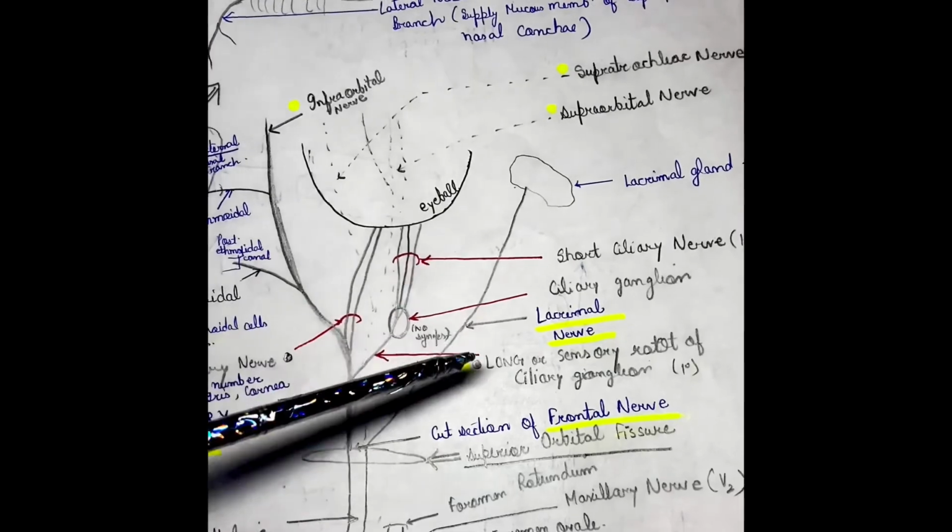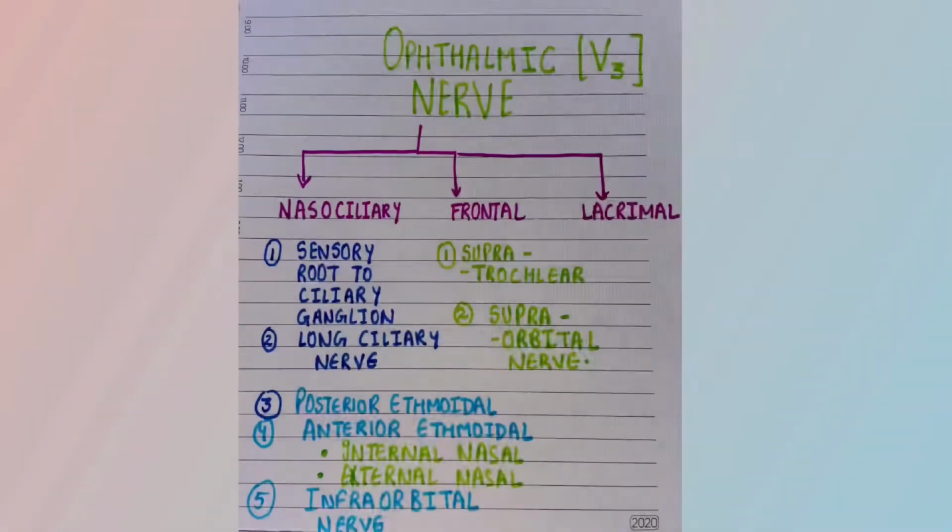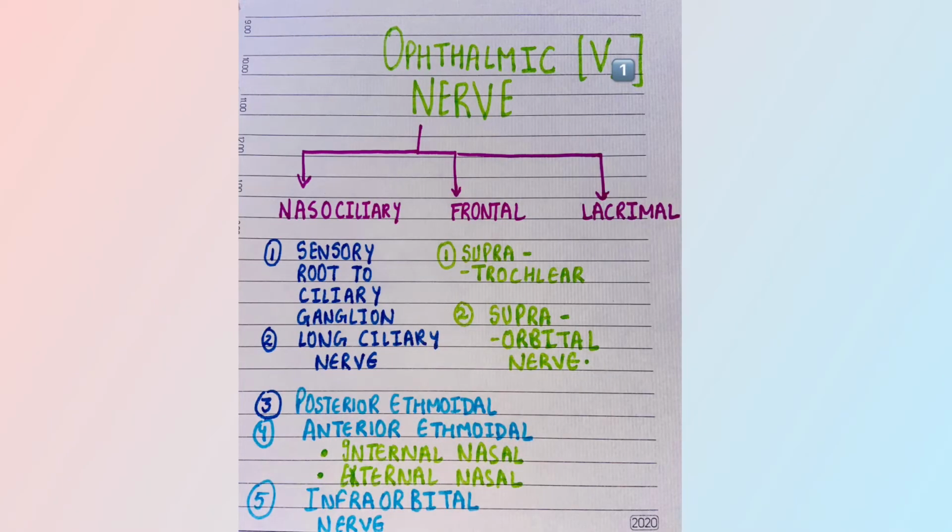So this is all about the ophthalmic nerve. The ophthalmic nerve has three branches: nasociliary, frontal and lacrimal. Nasociliary has further branches. One is the sensory root to the ciliary ganglion, then long ciliary nerve, then the posterior ethmoidal nerve, anterior ethmoidal nerve and infratrochlear nerve, whereas the frontal nerve has the supratrochlear nerve and the supraorbital nerve, and finally the lacrimal nerve.